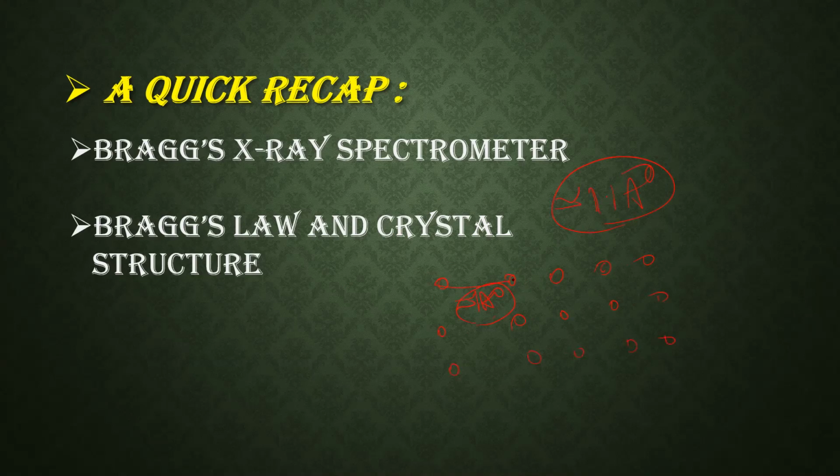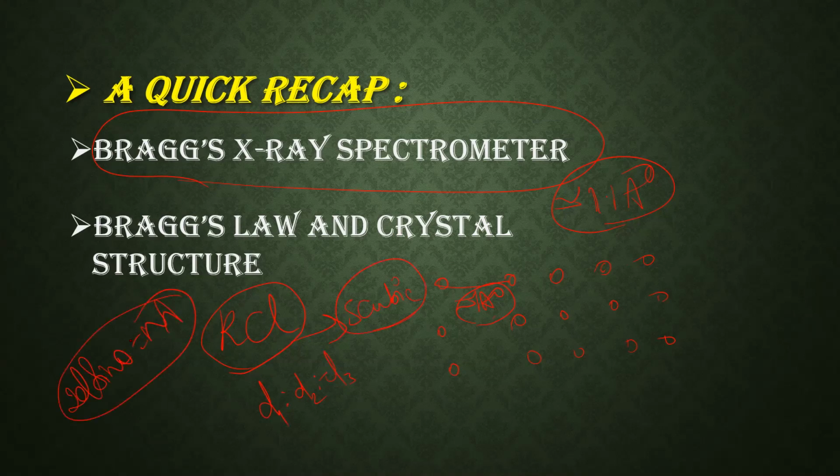This we have seen in our last class, along with the designing of Bragg's X-ray spectrometer and analyzing the spectrum. One more example I gave was the KCl, potassium chloride, crystal structure. It comes to be simple cubic. We obtained d1 : d2 : d3 based on 2d sin theta equals n lambda, and using that we calculated the crystal structure.